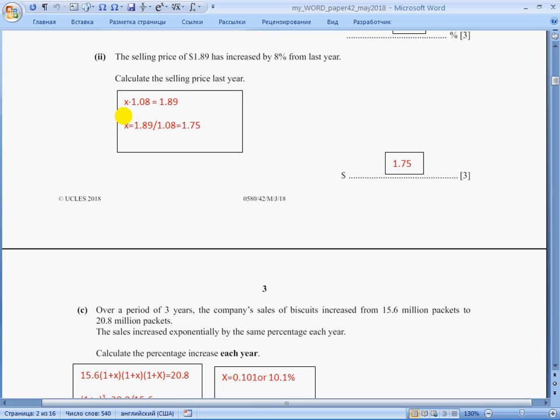So selling price last year was increased by 108.8%. And we get 189. So to find x, we divide 185 by 108, we get $175.